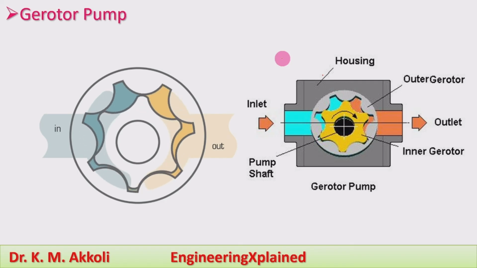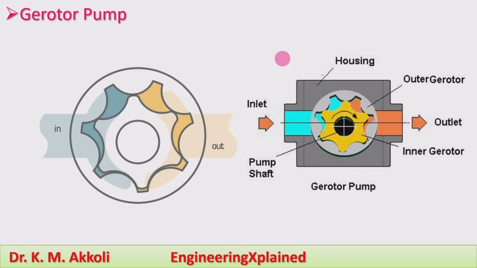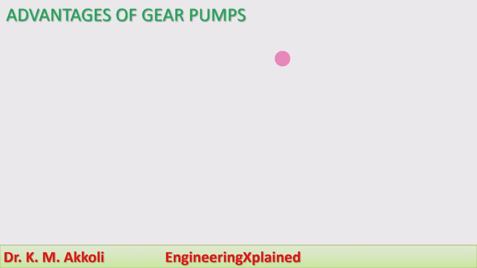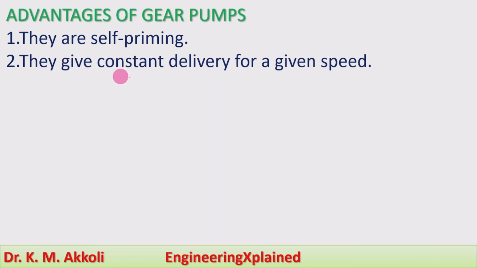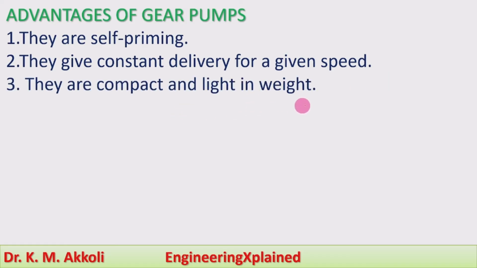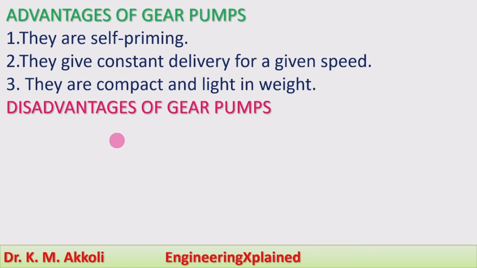What are the advantages and disadvantages of these gear pumps compared to other pumps? Okay, we'll see next. Advantages of the gear pumps: first, they are self-priming. Priming is not required, so initially supplying water to fill the space or removing the air is not required. They give constant delivery for a given speed. For a particular speed, they give a constant delivery of fluid. They are compact and light in weight, with compact size and less weight.